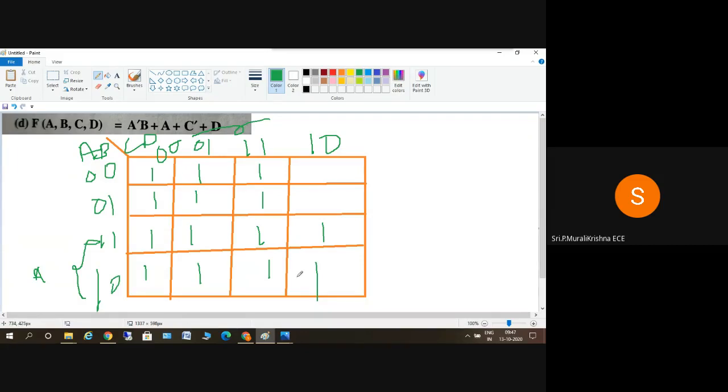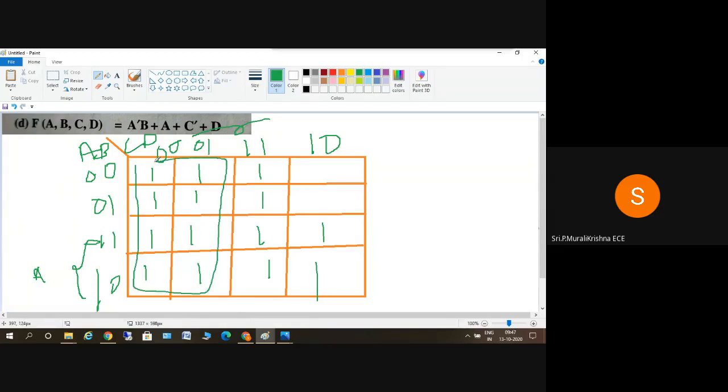So this is the one here. Right? Yes, sir. Now the min terms. How should we select the min terms? Since 16 is not possible, we have to go for 8 here.